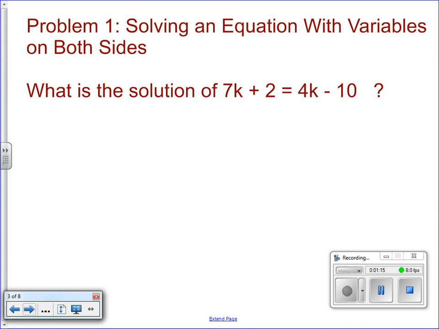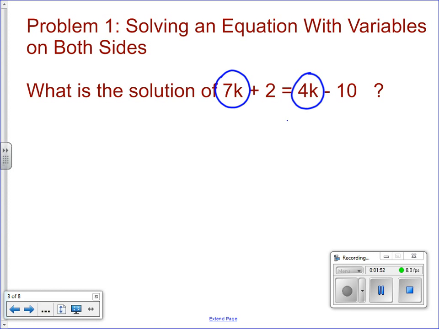When you have variables on both sides, the very first thing that you should do is to move the variable term from one side to the other. In this example, we have 7k on the left side and 4k on the right side. The only way that I can move one of these to the other side of the equal sign is by adding or subtracting. In this case, because they both have positive coefficients, we're going to have to subtract.